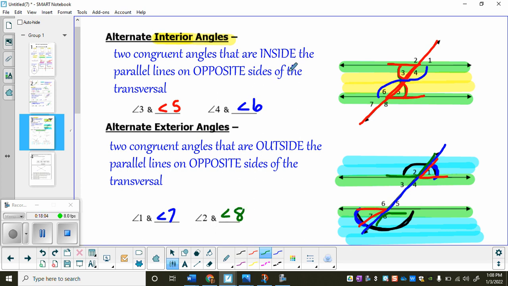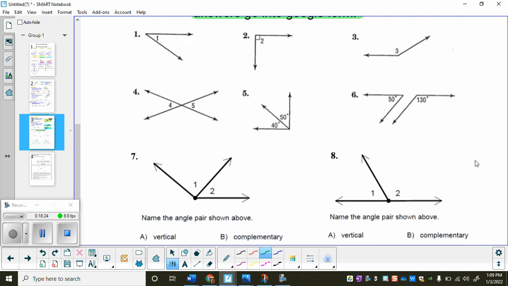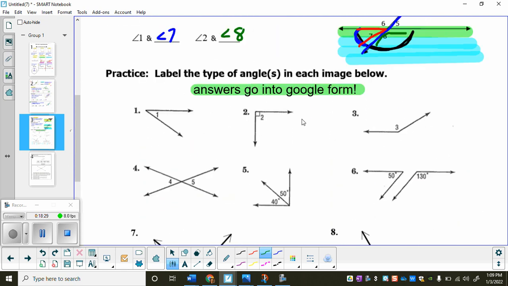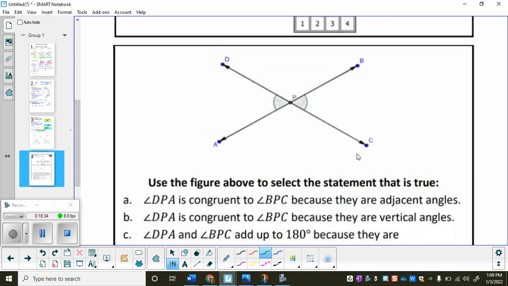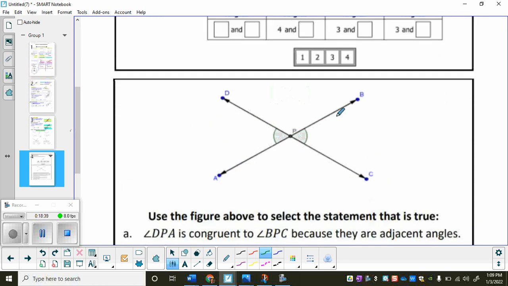So alternate interior and alternate exterior angles, what they have in common is that they alternate around the transversal, but interior means that they would be on the inner part, versus exterior means that they would be on the outer part. So what you're going to do now is practice identifying. You've got some problems here down below on the rest of this page, and the answers will be going into a Google form. And then there are 2 more questions over here on page 4. So when you're done with the video, you're getting ready to fill these out.